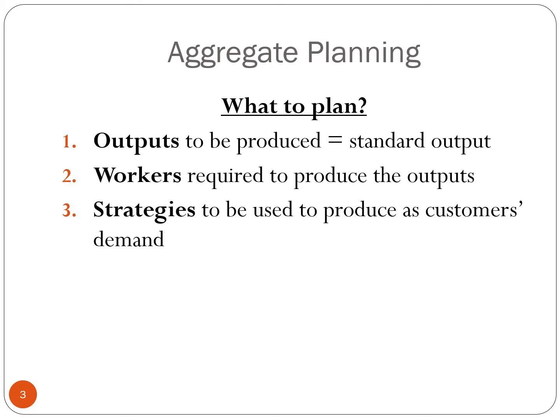Next thing to be planned is the workers required to produce the output. So every month we need how many workers to produce that quantity. And the third thing to be planned here is what are the strategies to be used in order to produce the output to fulfill the customer's demand. So for the theory part here, you need to understand these strategies first.